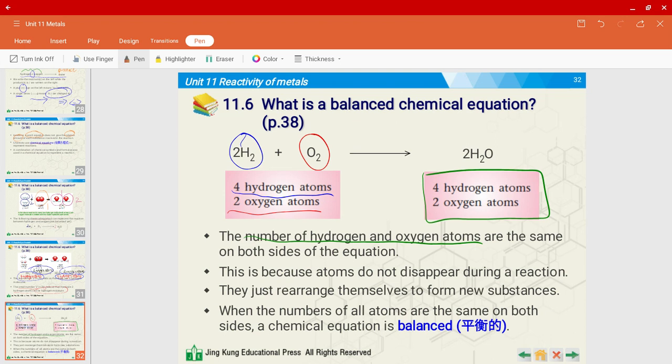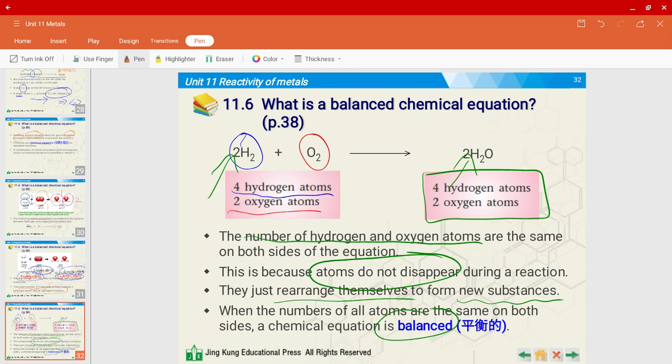The atoms will not randomly disappear during the reaction. They will just rearrange themselves to form new substances. Okay? And the numbers that we write in front of the equation to make sure that they are balanced, that is what we call a balanced chemical equation.